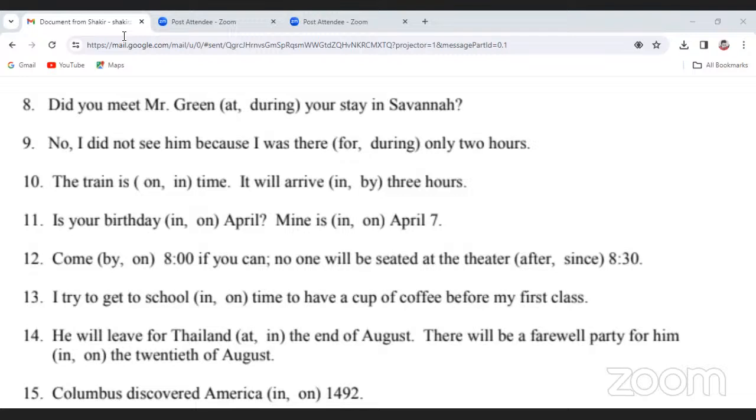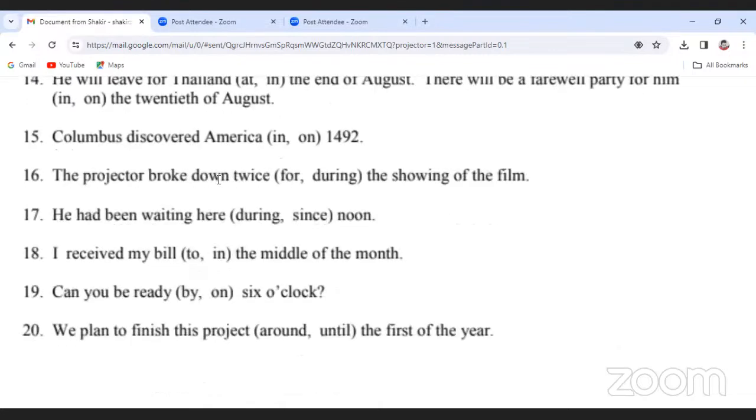Number 15. Columbus discovered America dash 1492. Columbus discovered America in 1492. In. Absolutely, in is correct. In 1492.